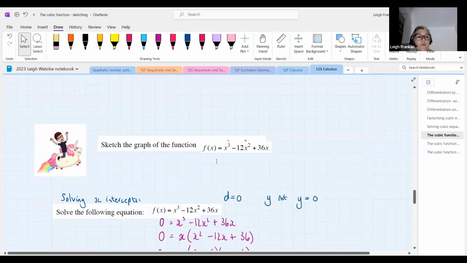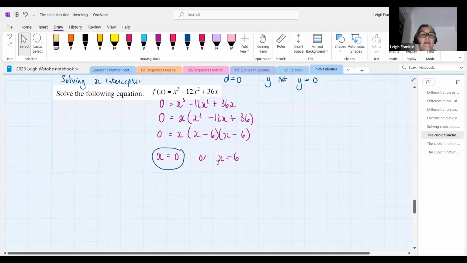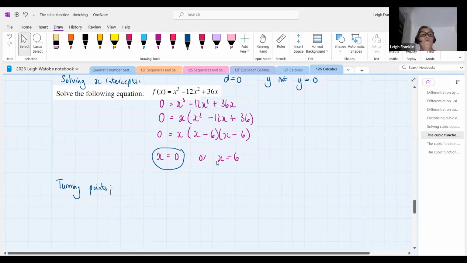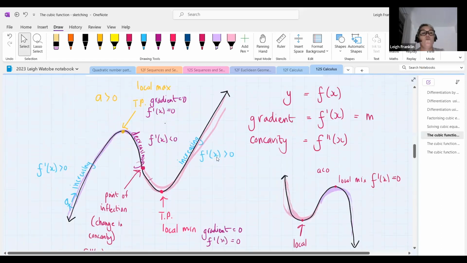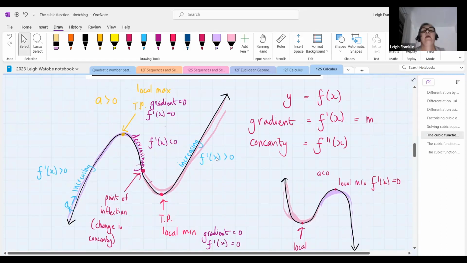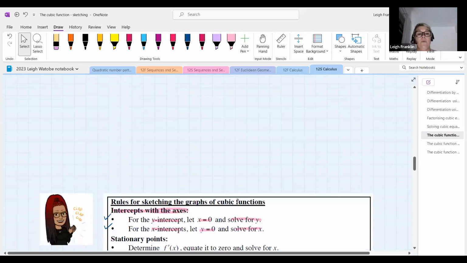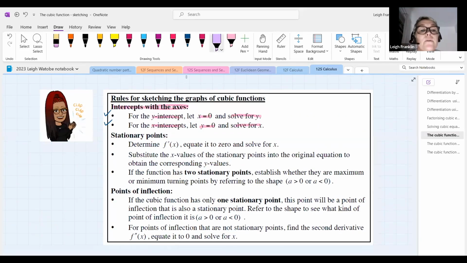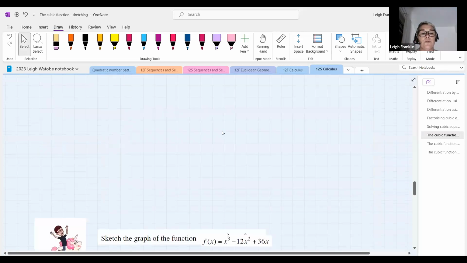That's something that we've been doing for a long time. Now let's talk about how we would calculate the coordinates at the turning points. So recall, at your turning points, your gradient is equal to 0. f prime x is 0 at the turning point. So that's what we have to do. We have to take the first derivative and we have to equate it to 0 and solve for x. Okay, so this is what we would do.